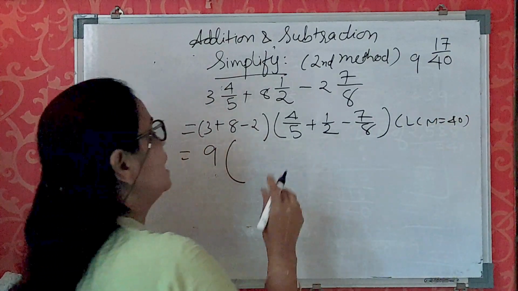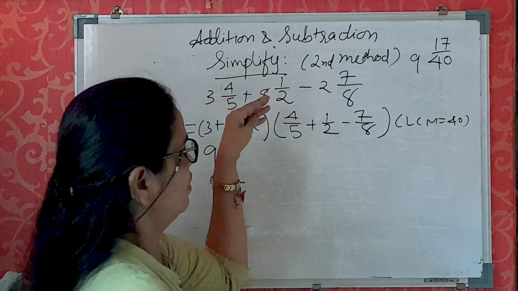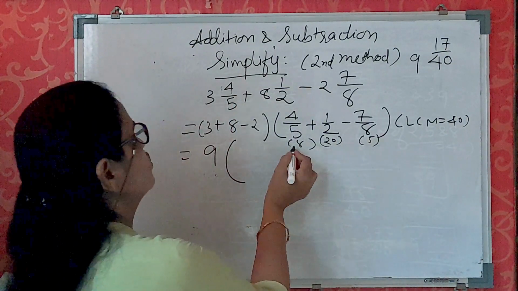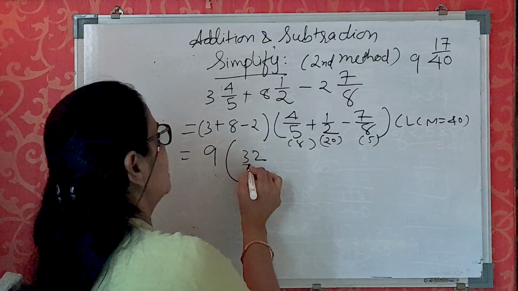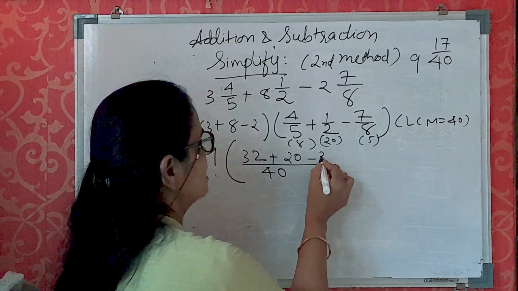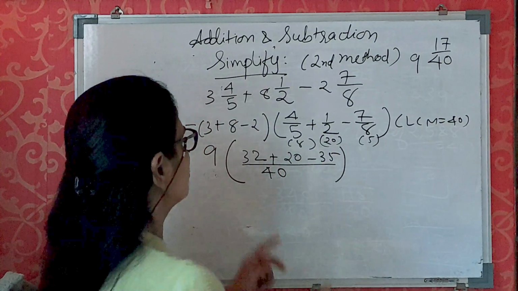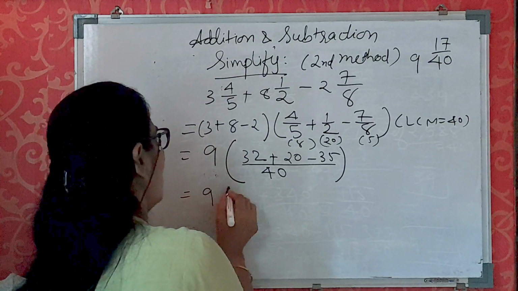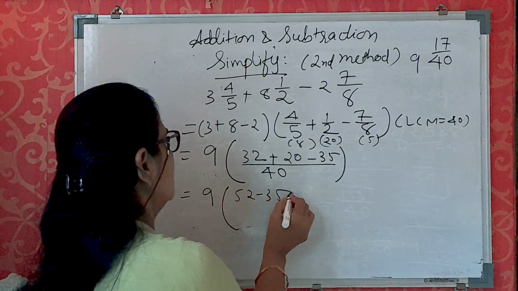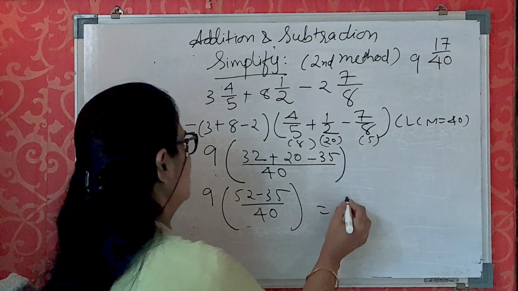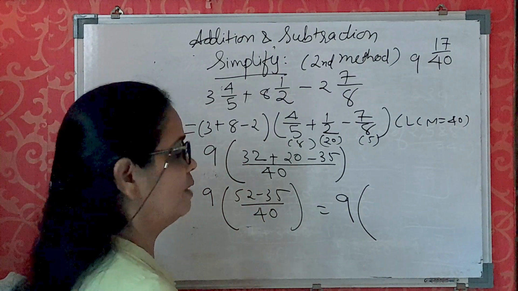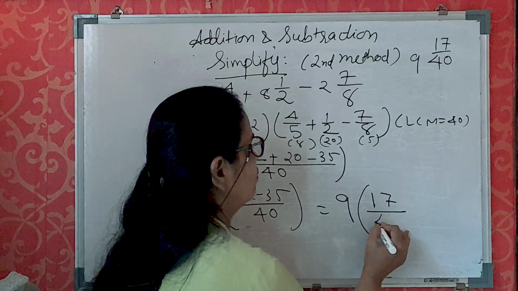So here it is the same, but your calculation becomes very short. 5 8s are 40, 2 20s are 40, and 8 5s are 40. So 8 4s are 32 upon 40, which I am writing common only. 20 1s are 20, minus 5 7s are 35. And 40 is your common denominator. So now 32 plus 20 is 52, minus 35, divided by 40, which is equal to 52 minus 35. It becomes 17 upon 40.